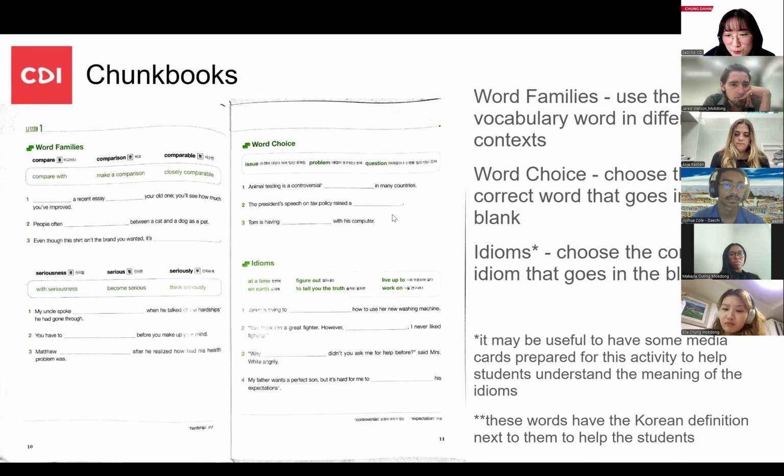And then on the right side, we have word choice. Again, it has the Korean next to it, so it should be helpful for the students, and it's just to fill in the blank. And then lastly, particularly with idioms, I think you should have something prepared for the students to help illustrate what the idiom actually is. Although it does have it next to there in Korean, like I said, just putting it in a sentence might not help the students understand the idiom so much. So maybe have something else prepared for that.